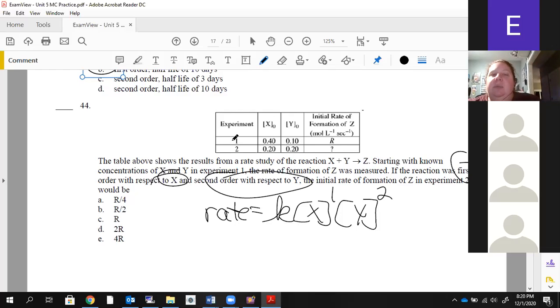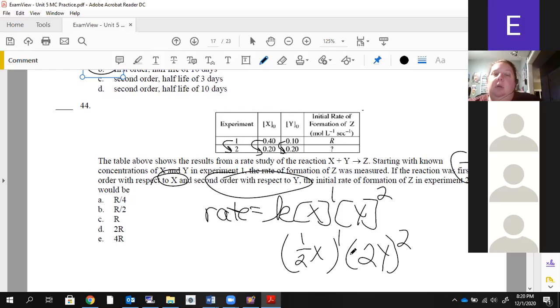But by changing from experiment 1 to experiment 2, my X value got cut in half. So instead of X, now it's half of an X. My Y value doubled, so instead of Y, it's now 2Y. So the Y is going to make it increase by a factor of 4, but the X is going to make it be cut in half. And so my rate is going to be twice what it was in experiment 1.